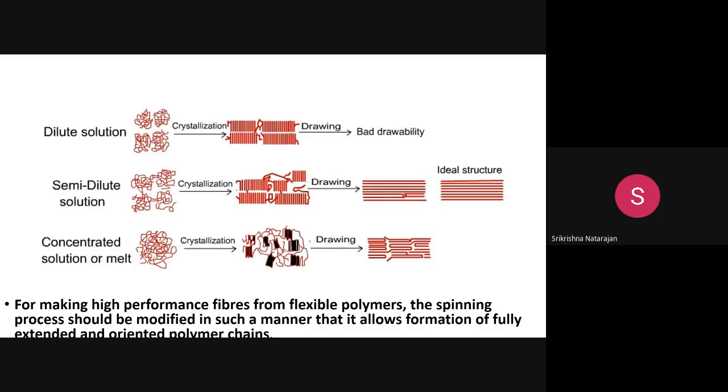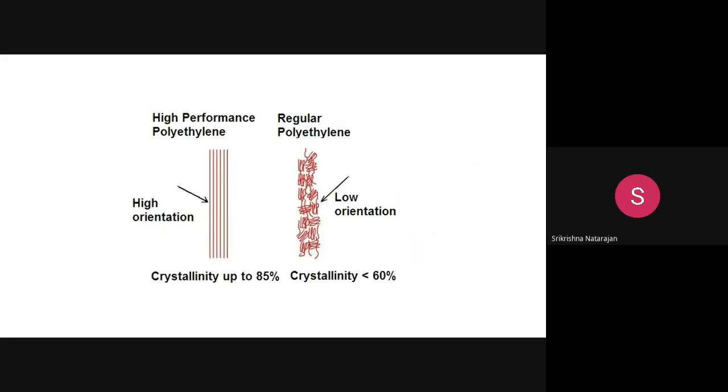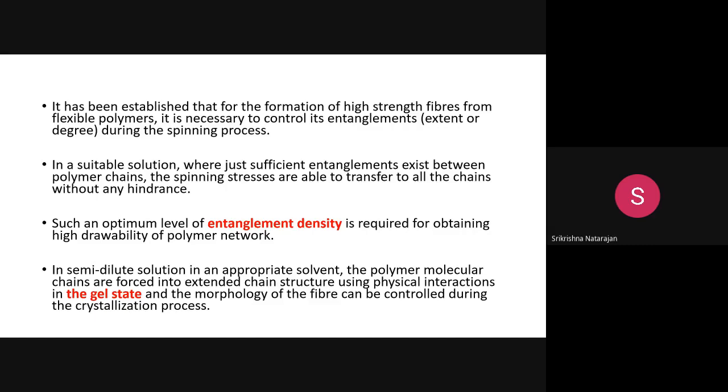How will you modify that? You need to make a semi-dilute solution. It is not extremely dilute or extremely concentrated. What is that semi-dilute solution? We will see now. Semi-dilute solution means you take the same polymer and use the same solvent, and then you make some sort of a gel structure, something like an elastic kind of gel structure. You know what is a gel? So you will make some elastic kind of gel structure.